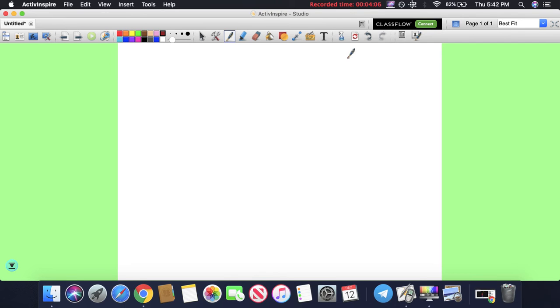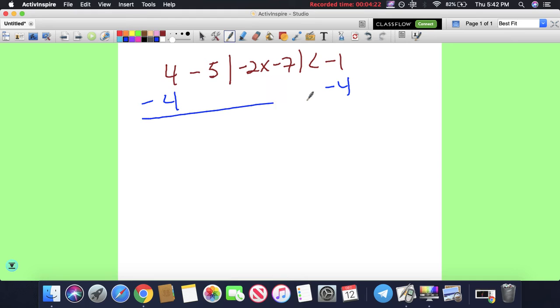What are we doing next? 27. Okay. 4 minus 5 times the absolute value of negative 2x minus 7 is greater than negative 1. We're going to simplify this a little bit. So we're going to subtract 4 from both sides, and that's going to go away. Negative 5 multiplied by the absolute value of negative 2x minus 7 is less than negative 5.